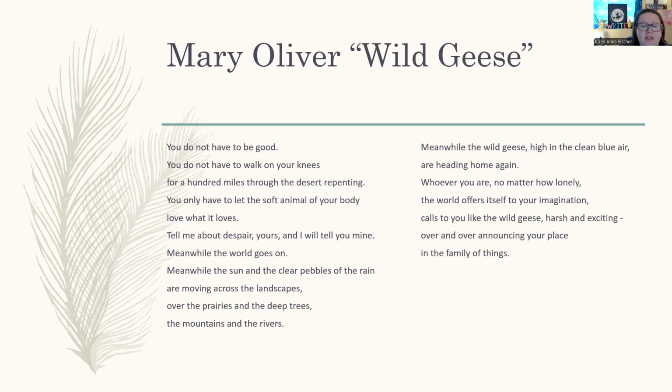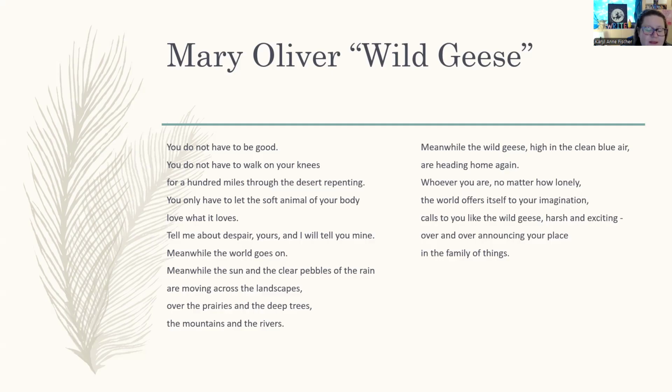Meanwhile, the sun and clear pebbles of the rain are moving across the landscapes, over the prairies and the deep trees, the mountains and the rivers. Meanwhile, the wild geese, high in the clean blue air, are heading home again. Whoever you are, no matter how lonely, the world offers itself to your imagination, calls to you like the wild geese, harsh and exciting, over and over announcing your place in the family of things.